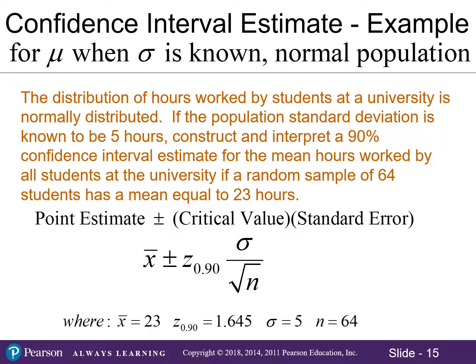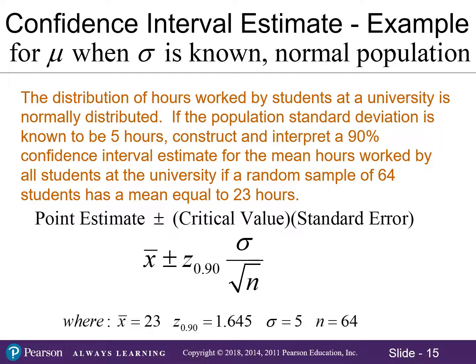All right, let's build ourselves another one. Woohoo! So suppose we look at students' hours working at a university. We're assuming these are student workers for the university, and they have a population with a standard deviation known to be 5 hours. We're going to construct a 90% confidence interval this time for the estimate of mean hours worked. We've got a random sample of the students: there are 64 workers with a mean equal to 23 hours.